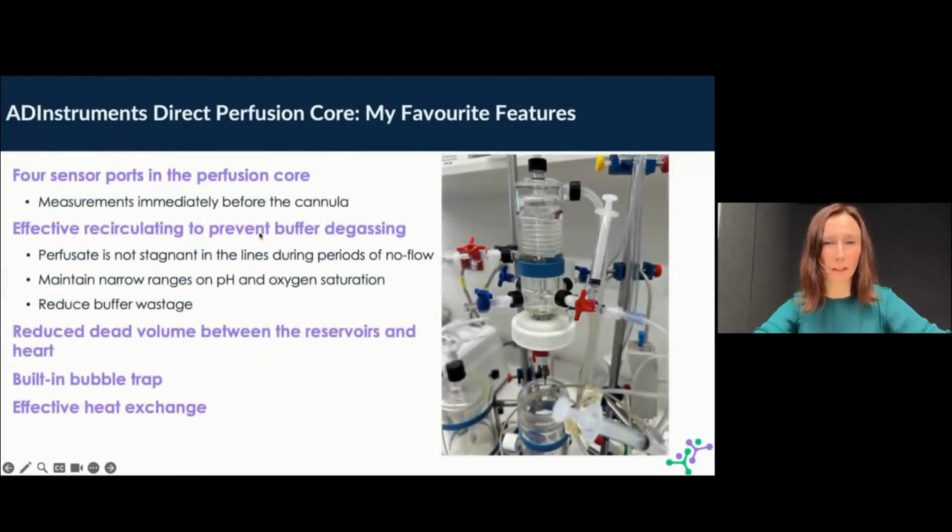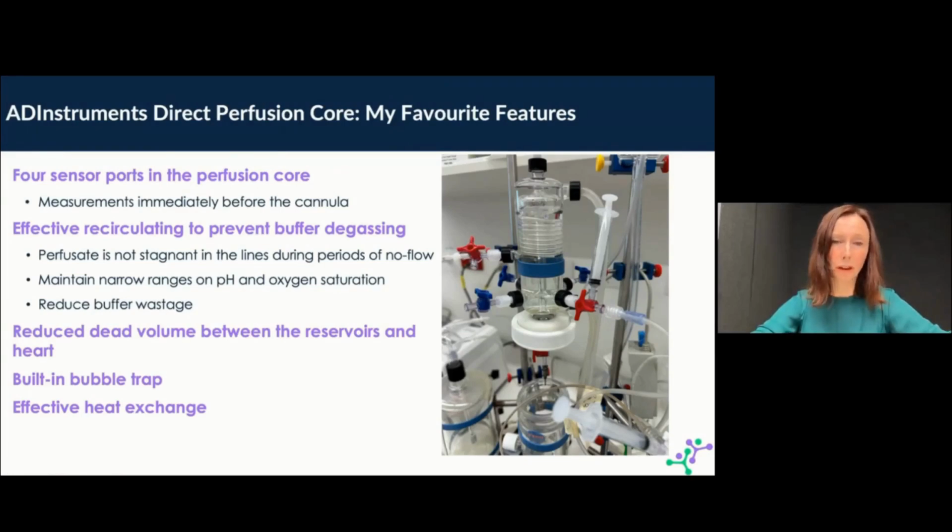Okay, so my favorite features of the new direct perfusion core that AD Instruments has just released. The 4 sensor points coming directly into the perfusion core. You can see all 4 of them just there. It has the capacity to recirculate my buffer back to the reservoirs, which you can see here, which means that my buffer is never being delivered to the heart, even after an ischemic insult, without being adequately gassed. It also means that I'm not wasting any of my perfusate.